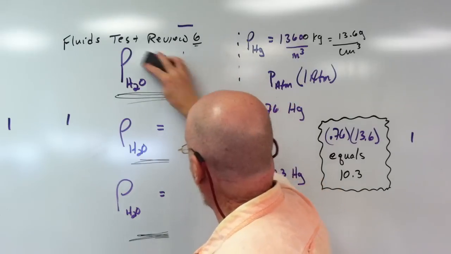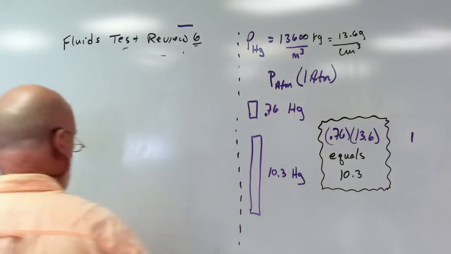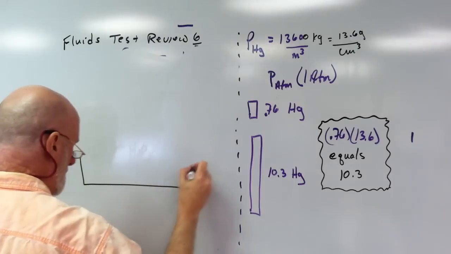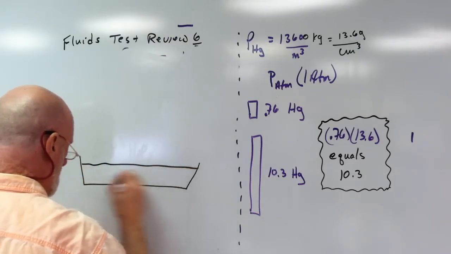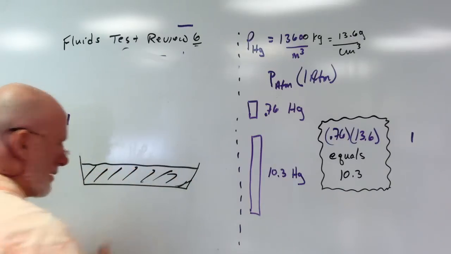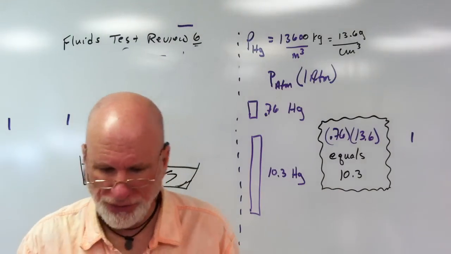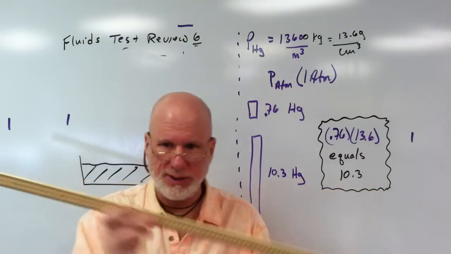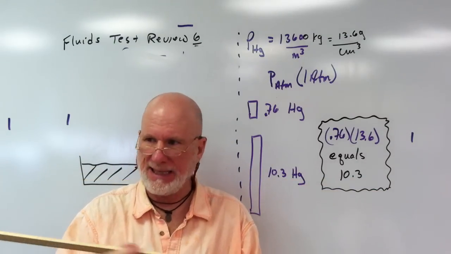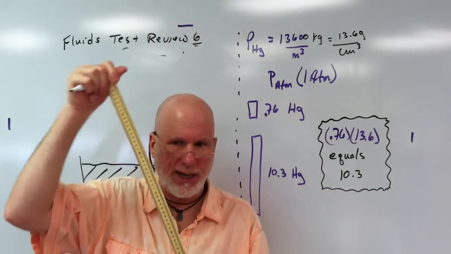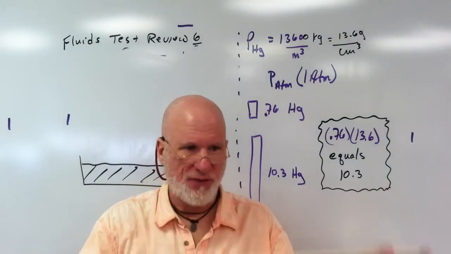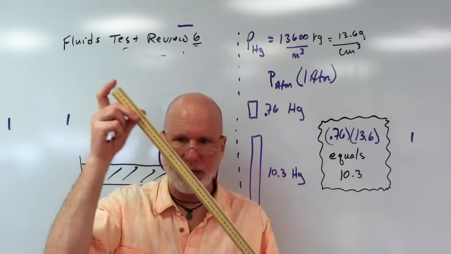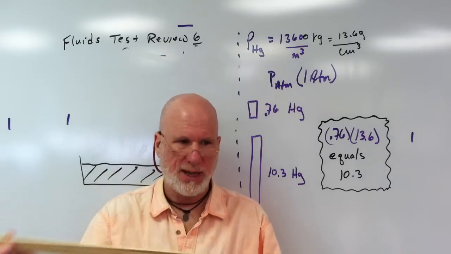So if I had a dish of mercury, and I filled a tube, closed at one end. Let's say this is a glass tube, closed on one end, and I filled it completely to the top with mercury. This is the top. This is closed right here.